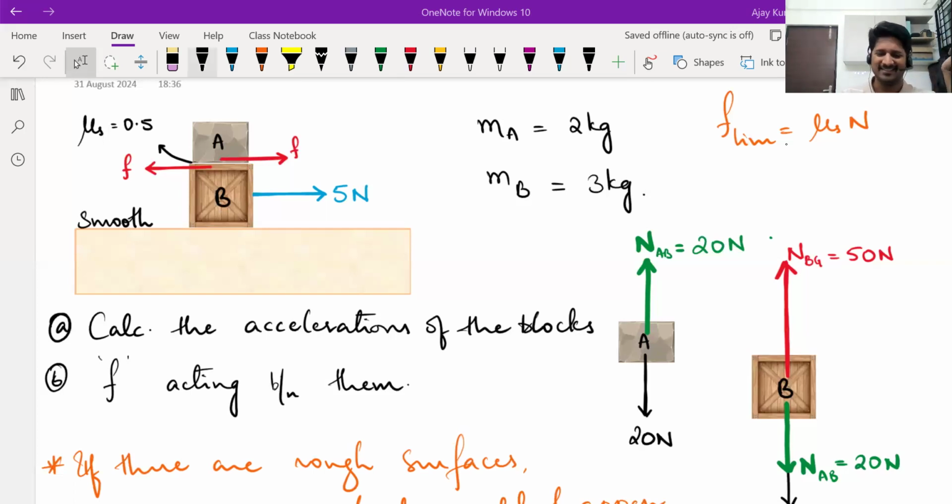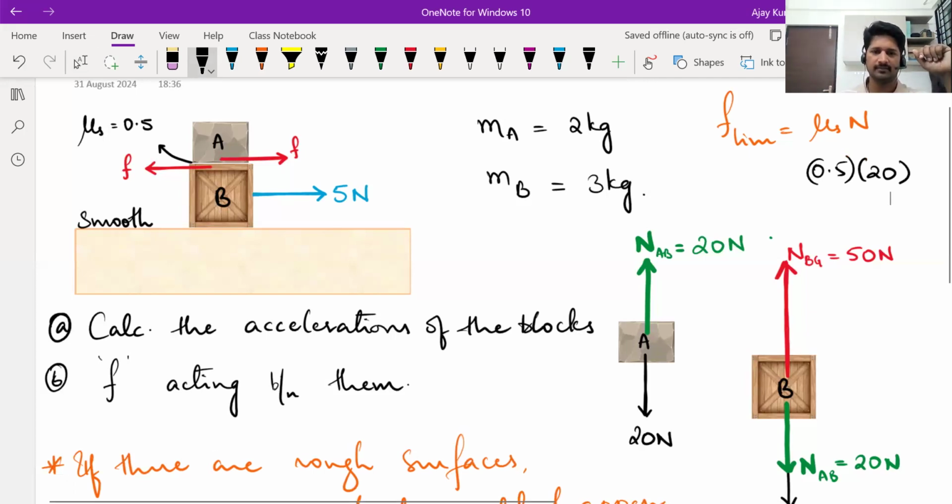So you are multiplying 0.5 into 20. You are doing mu s into N. But Vanilla, you only tell me, mu s into N is the formula for what? Limiting friction. What does limiting friction mean? Anyone? What is the meaning of limiting friction? Maximum value of friction. Maximum value of static friction is limiting friction.